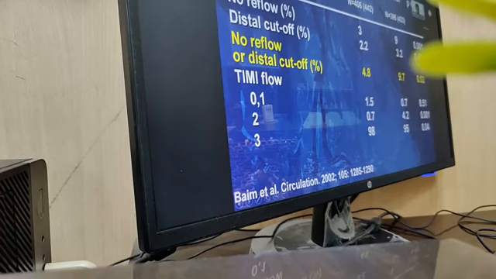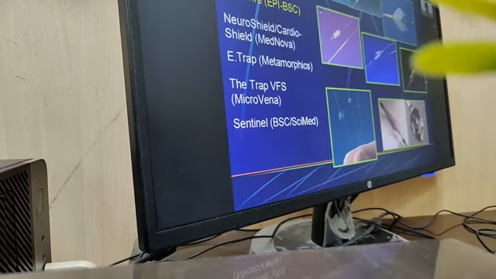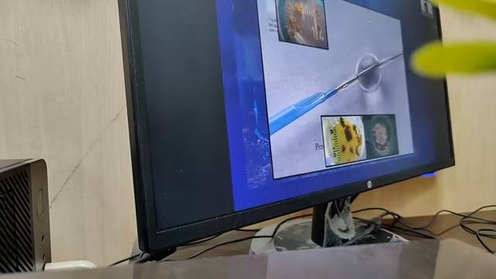In the SAFER analysis, they confirmed the superiority of GuardWire versus control, and they found that this was highly significant. No reflow P value was found to be significant that way. Primary endpoint was 30-day MACE. Coming on to the filter devices, I was talking of the balloon. This was the balloon occlusion.